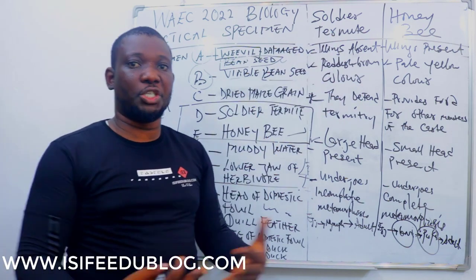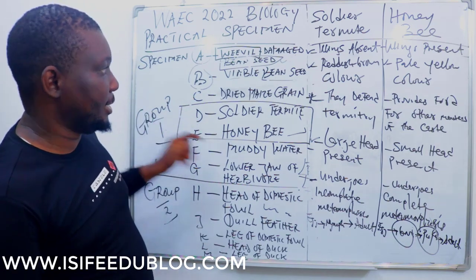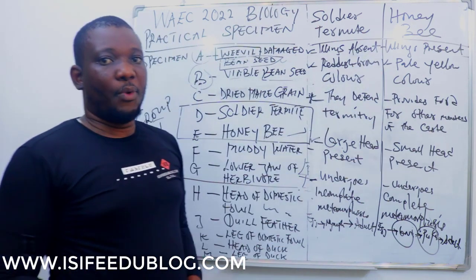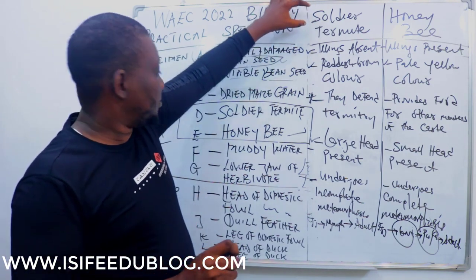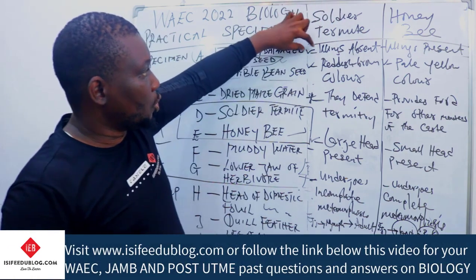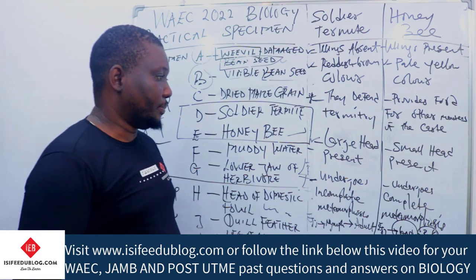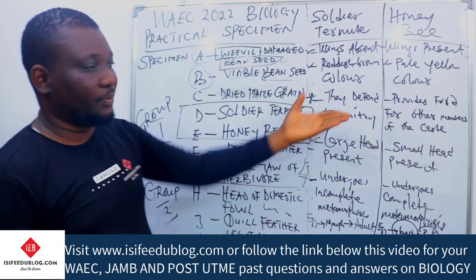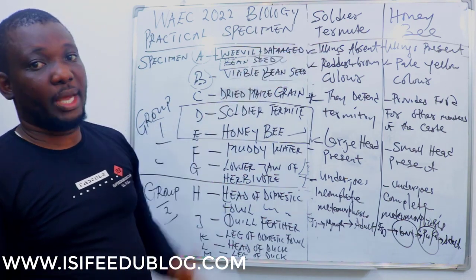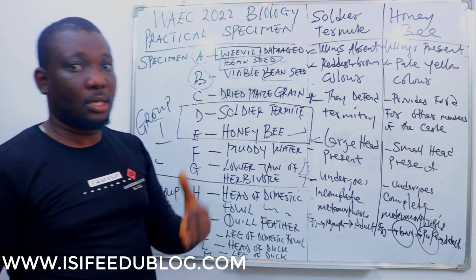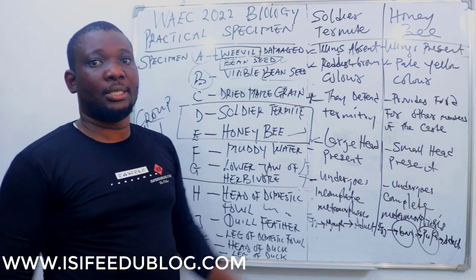If they just say differentiate, what are the differences between specimen D and E, you can write any of these. When they say differentiate structural difference between specimen D and E, that means those ones that are ticked are those ones that are more of structural differences than the other one. Like after the differences, you should know there will be similarities. So many things are similar between the two of them. So many things that are similar that is not structural is that both are social insects. Yes, both are social insects.